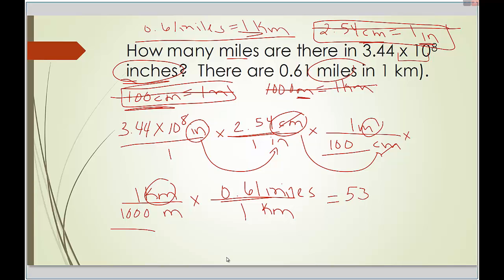5329.9 miles. When we look at our initial question, we have 3 significant figures, so I want to round it off to 5, 3. That 9 rounds up the 2 to another 3, 0 miles. So I have 3 significant figures here, and that 0 doesn't count. And that is how you do conversions.